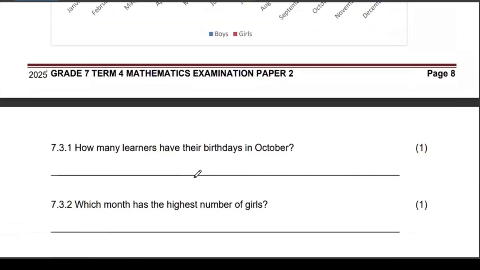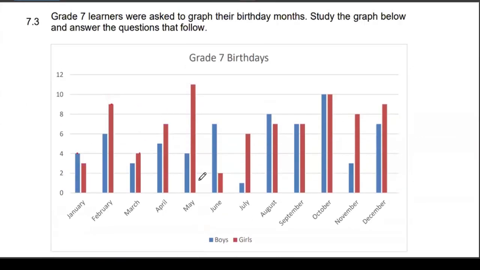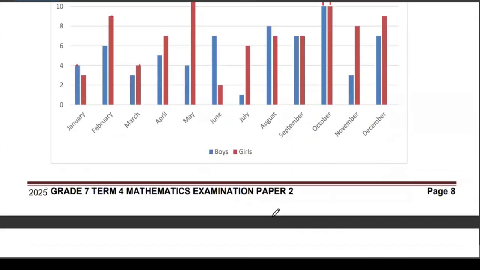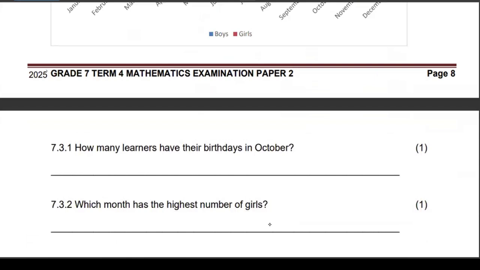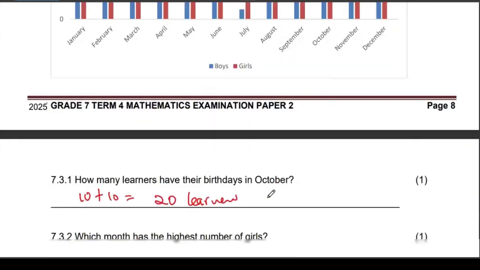Then the first question is, how many learners have their birthdays in October? When you look at October, it's a tie. We have 10 boys and 10 girls. So 10 plus 10 gives us 20 learners. Which means this grade 7 is having a big class.